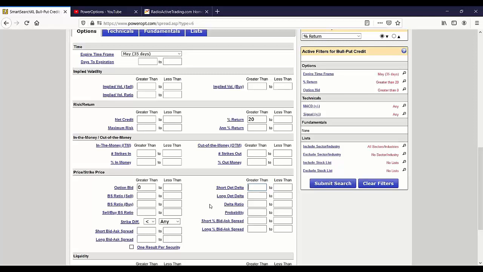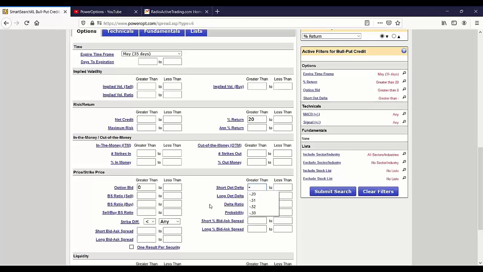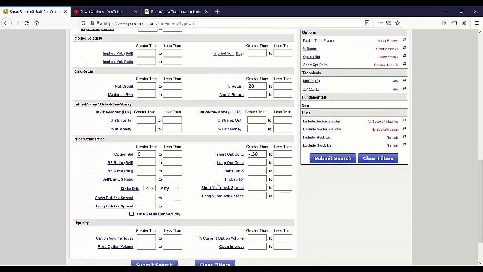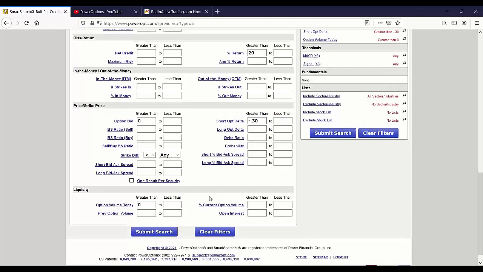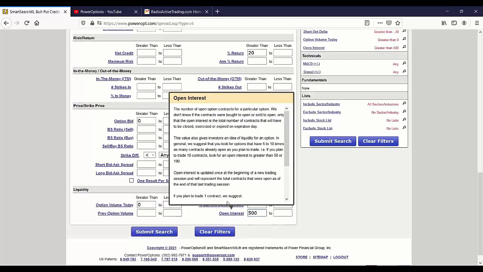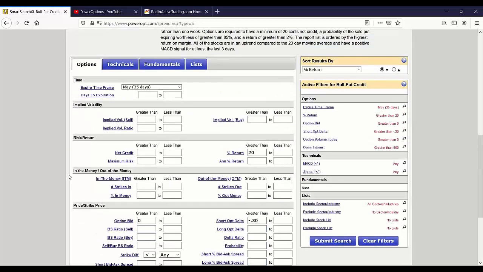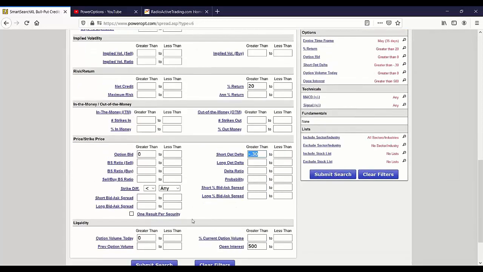In the bull puts, we have to think reverse. Puts have a negative delta. So we're going to look for a short option delta of our sell option, that's the important one, of greater than negative 0.3, because technically negative 0.2 is a greater value than being negative 0.3. Requirements. Well, let's just put in a basic option volume today of 0 to show that it's traded, but we're going to put in an open interest of 500 contracts. Simple as can be. We've got our return, delta requirement, liquidity.